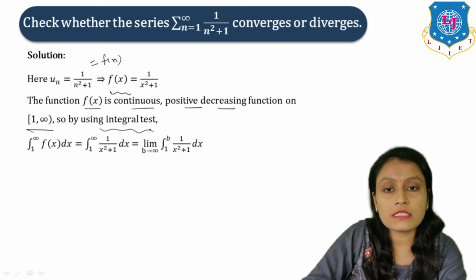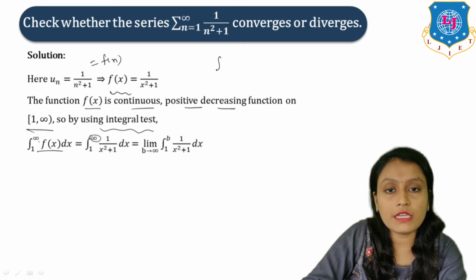So we will apply this integral test, right? Means we have to find this integration 1 to infinite f of x dx, that is integration 1 to infinite, f of x is what? 1 upon x square plus 1. Okay, now this integration is improper, right? So in place of infinite, we will substitute b and apply limit. So we have limit b tends to infinite, integration 1 to b 1 upon x square plus 1 dx.